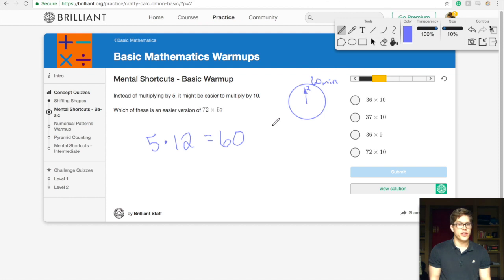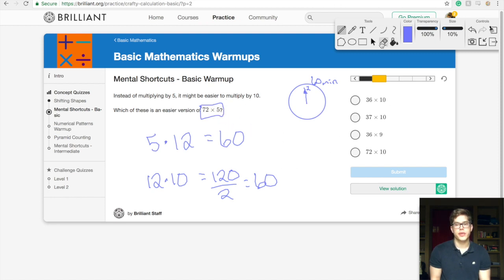But let's say you didn't know this, or 5s and 12s just weren't your cup of tea. What you could do is instead you could do 12 times 10, which is 120, and then you can divide by 2, and that's 60. And this comes in handy whenever you are dealing with things like 72 times 5. You might not know 72 times 5, but you do know 72 times 10.